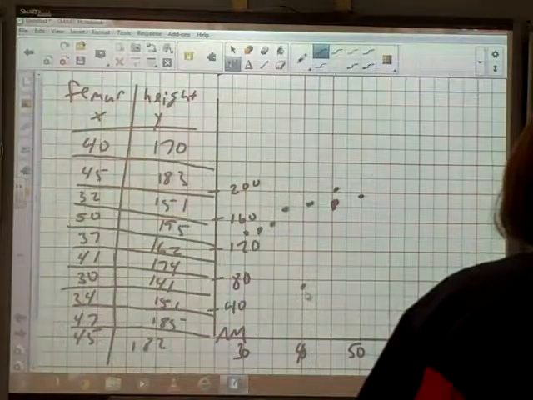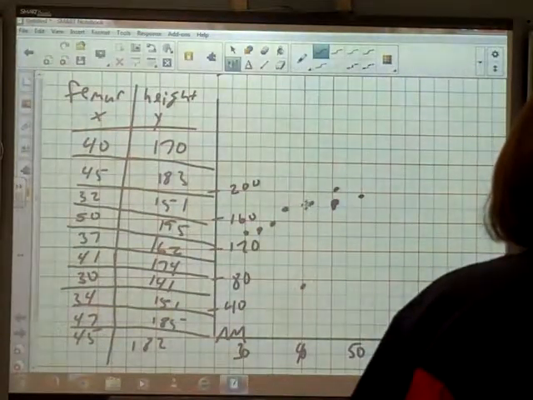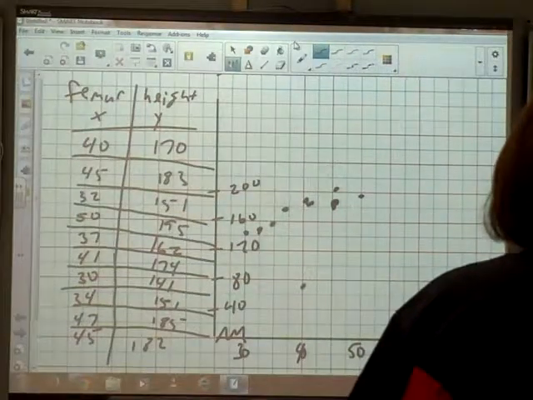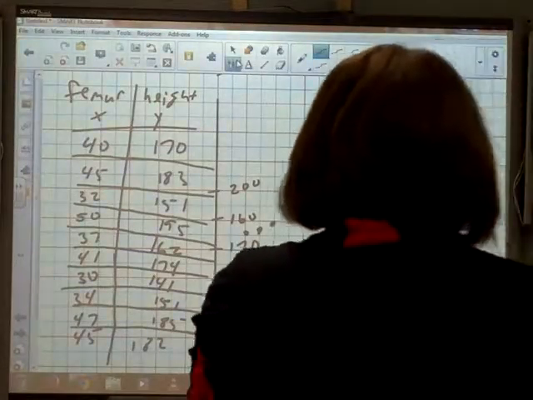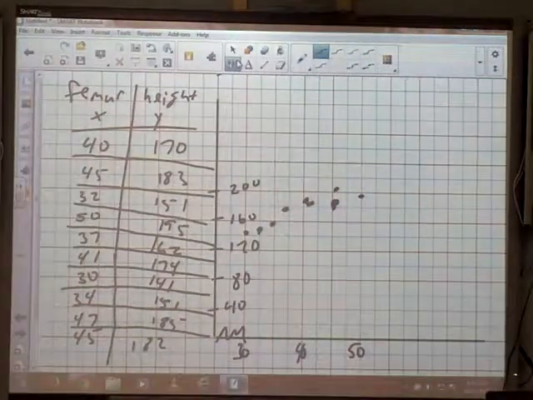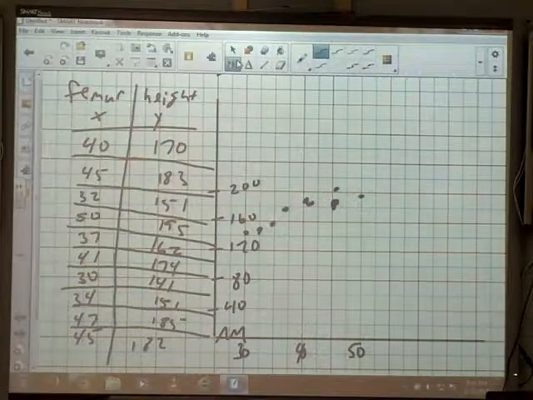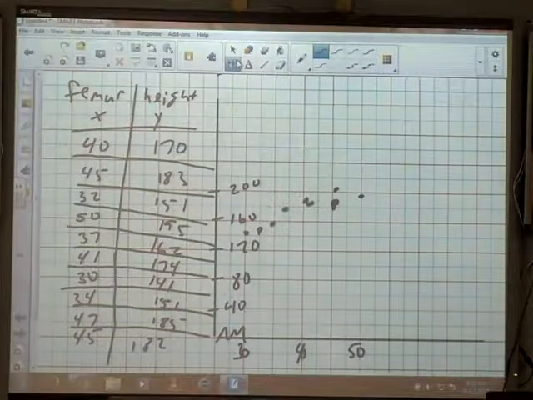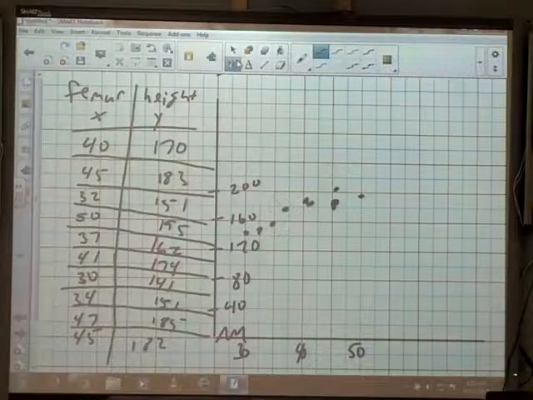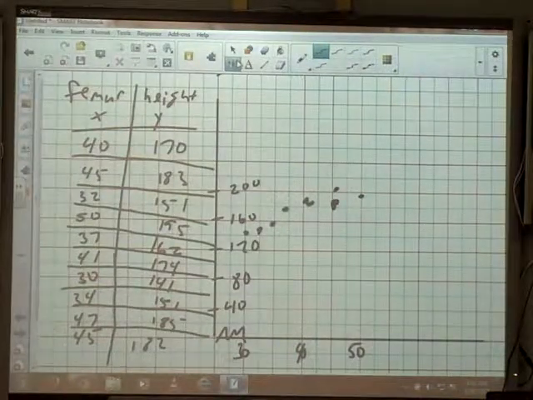Should be 170. Is there another 40 in there? No. So that one should be up here. Well, I got that short one. Y'all get it? Something looks similar to my graph?